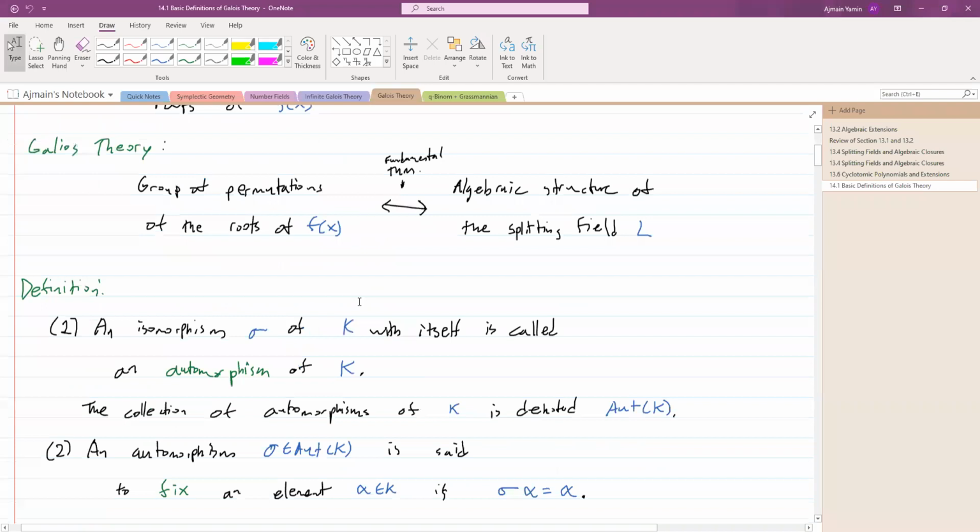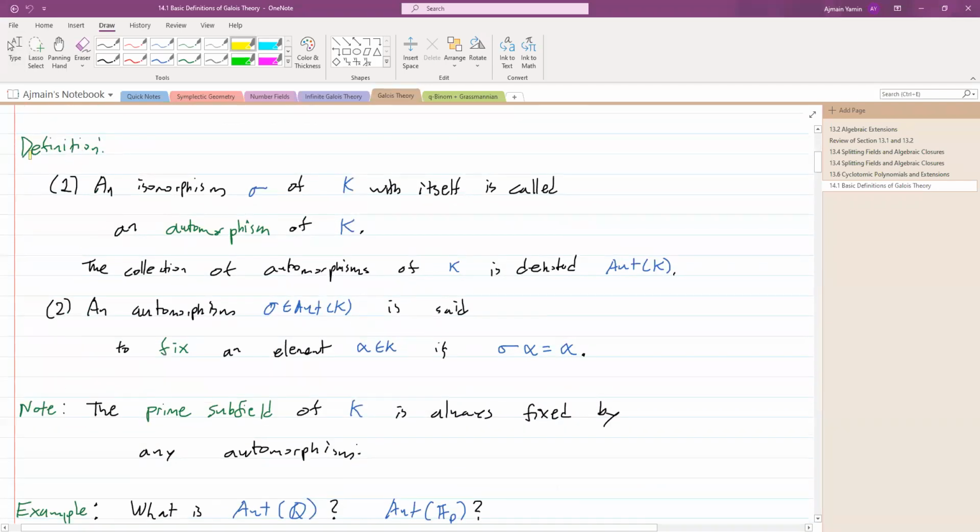Anyway, I'll just quickly go over all the stuff that was covered on Monday. So I'll just redefine everything because I have these notes. So an isomorphism sigma of K is called an automorphism of K. The collection of automorphisms of K is denoted Aut K. An automorphism sigma is said to fix an element if sigma alpha equals alpha. The prime subfield of K is always fixed by any automorphism.